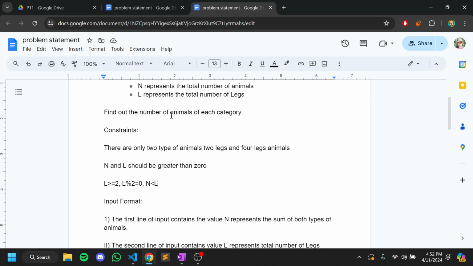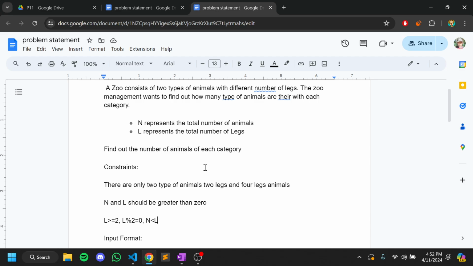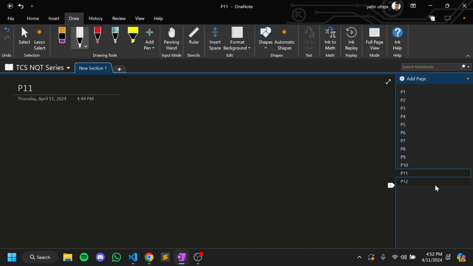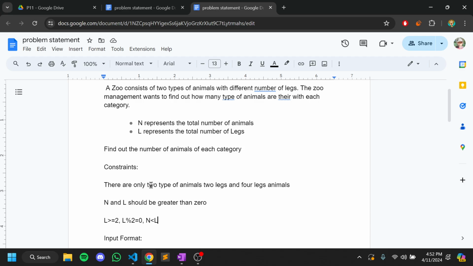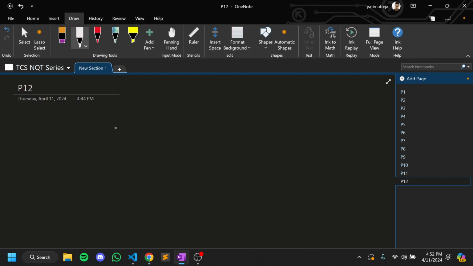So basically in these types of problems you have to form mathematical equations and solve them. You are given the total number of animals and the number of legs. They say there are only two types of animal: two-legged and four-legged. So let's assume two-legged animals are x and four-legged animals are y. So x plus y is given, that's n. Also, we are given the number of legs. For two-legged animals there will be 2x legs, and for four-legged animals 4y legs, and 2x plus 4y is L.